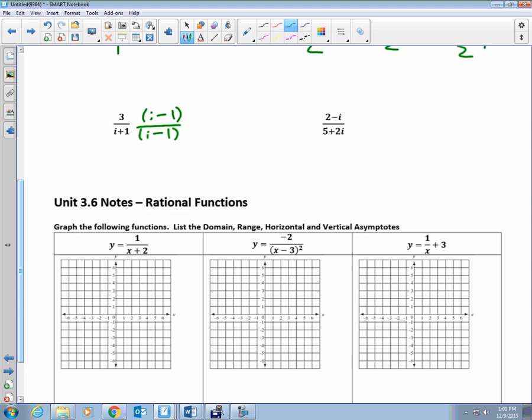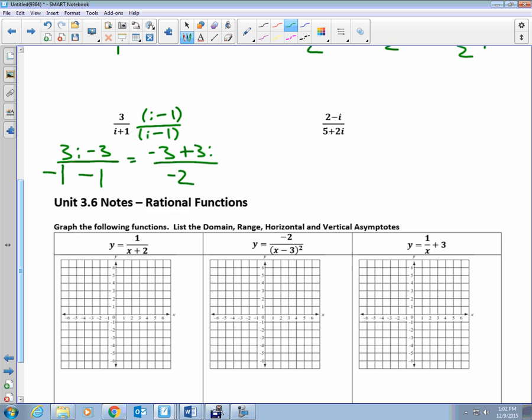As I distribute, 3 times i is 3i. 3 times -1 is -3. Over, when I multiply by the conjugate, the reason why you're multiplying by the conjugate is so that the middles will cancel. So if we multiply i by i, we get, yep, i squared or -1. And I don't have to do negative i and positive i. I know that those will go away. So I do 1 times -1 is -1. So we get -3 plus 3i over -2.